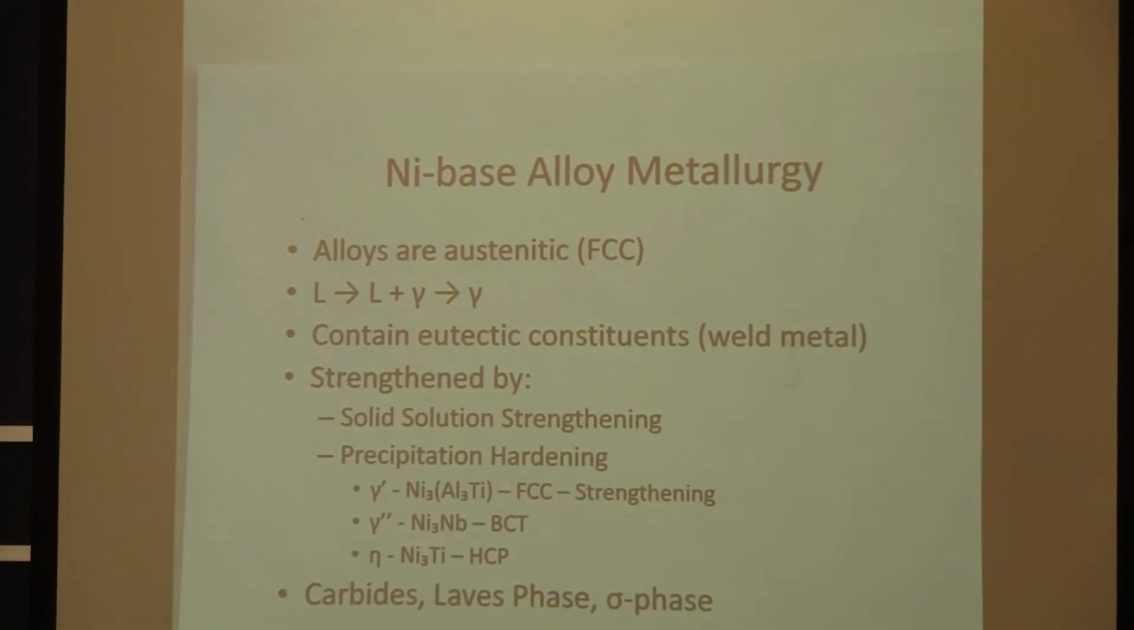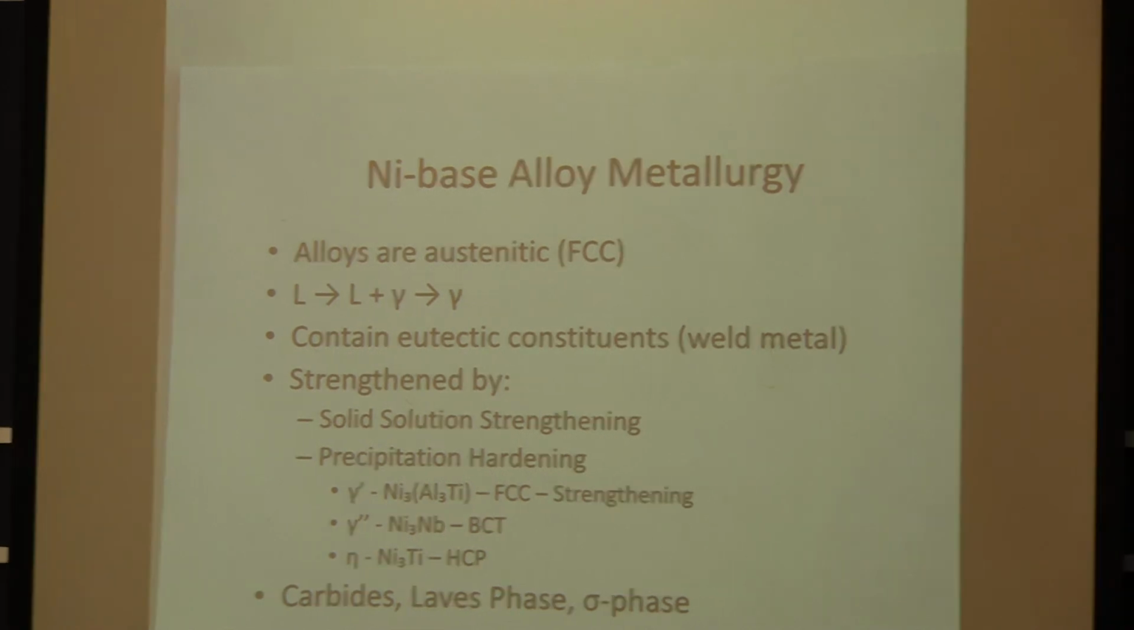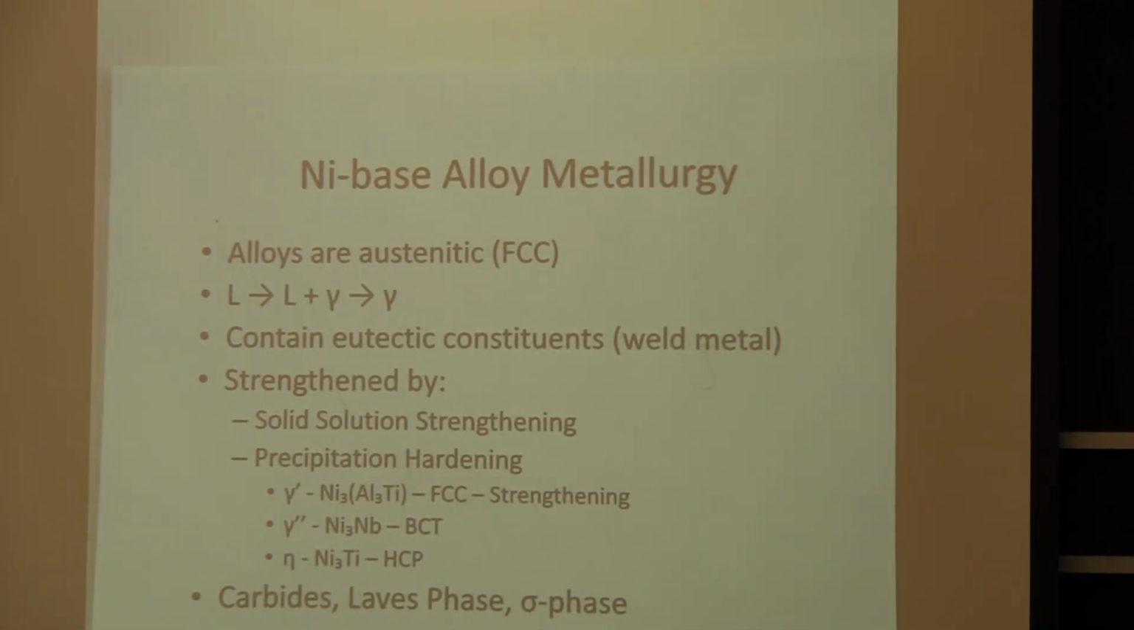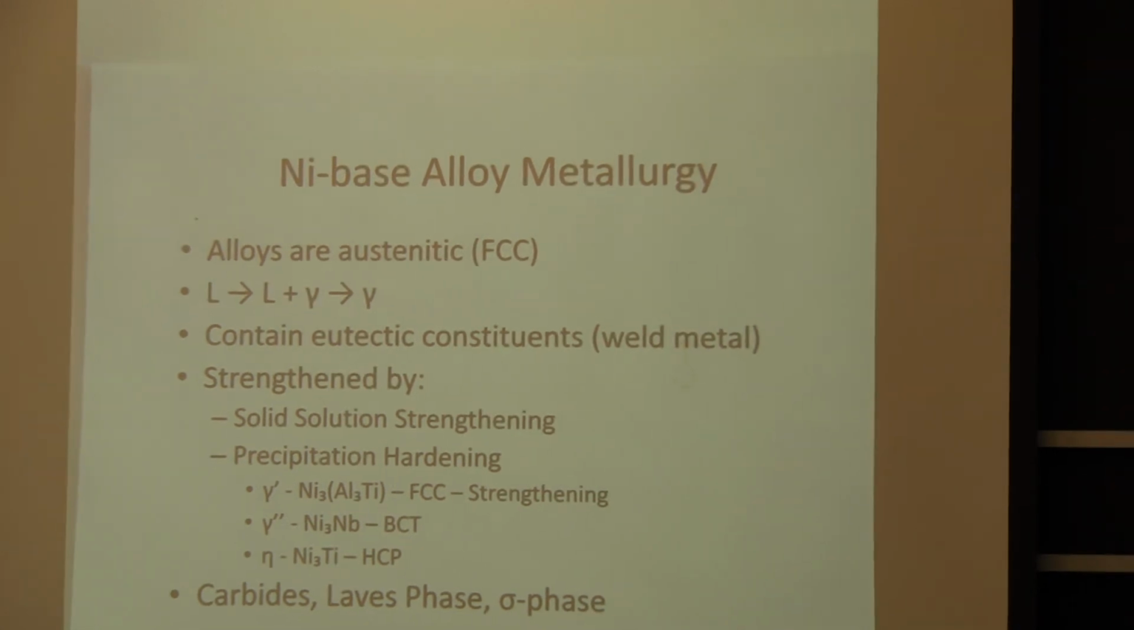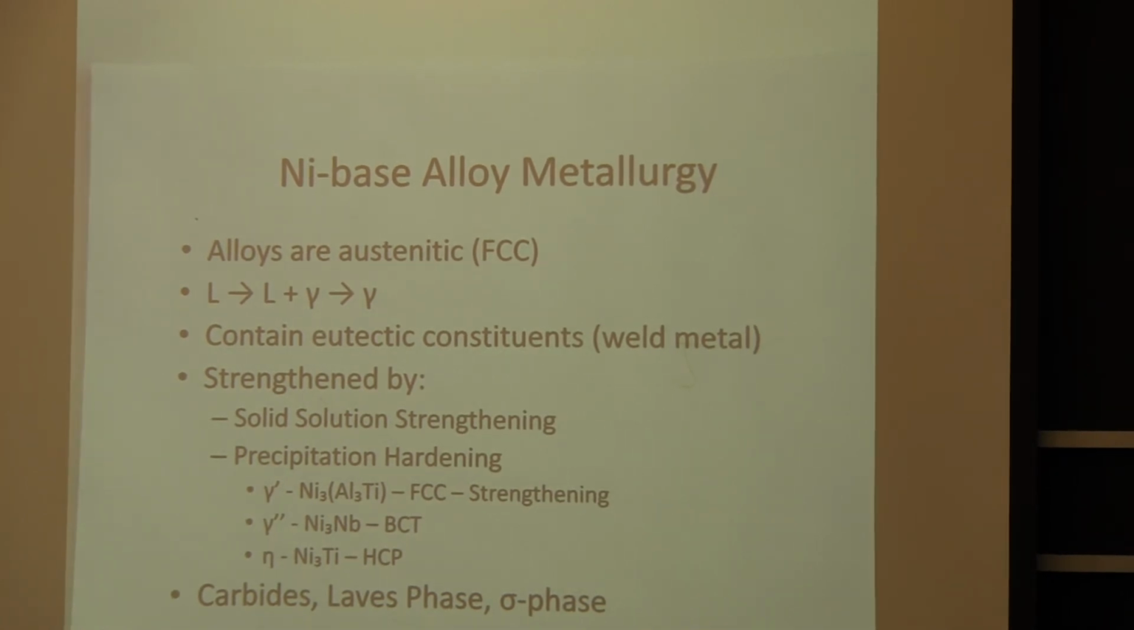So nickel-based alloys are generally austenitic, which means they have a face-centered cubic microstructure. It also means that they have a very distinct solidification structure. It means they're non-magnetic. What I've got next there is the solidification path. You go from a liquid material to a liquid plus gamma, which gamma is the Greek symbol that represents austenite. And then you go to a fully austenitic structure as you solidify.